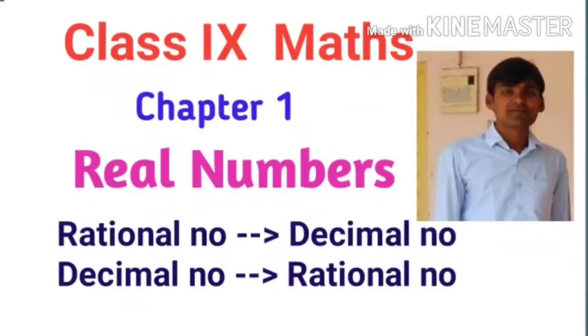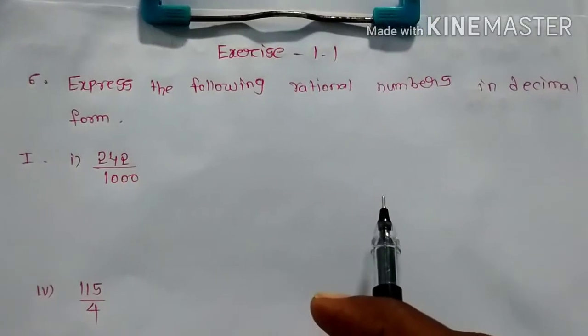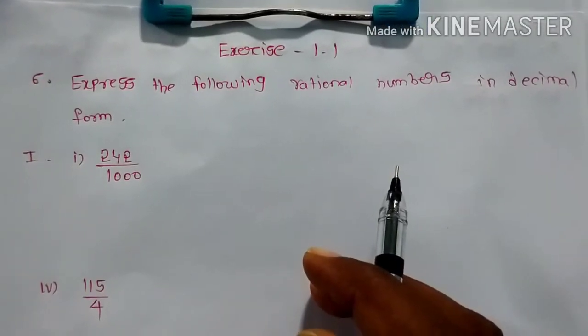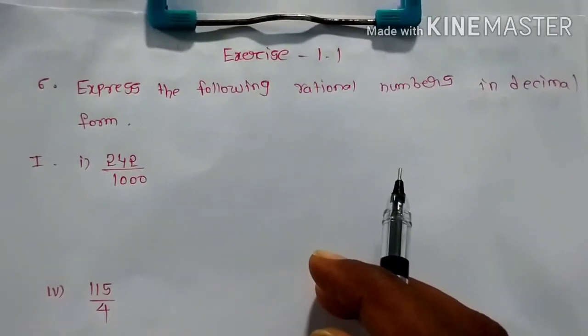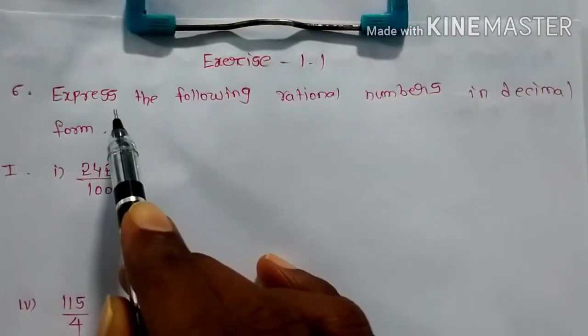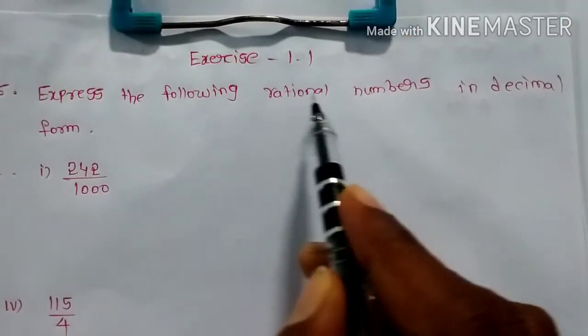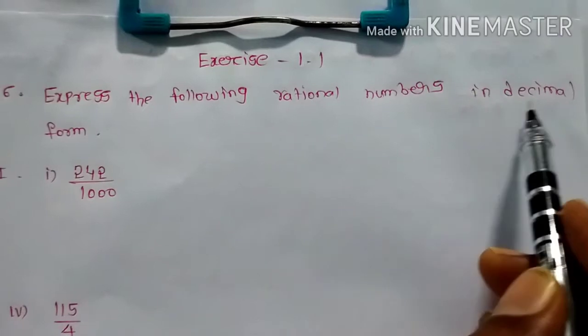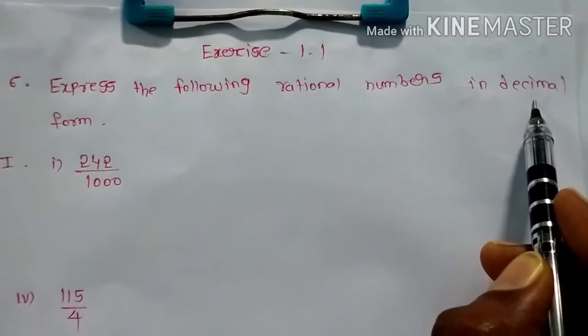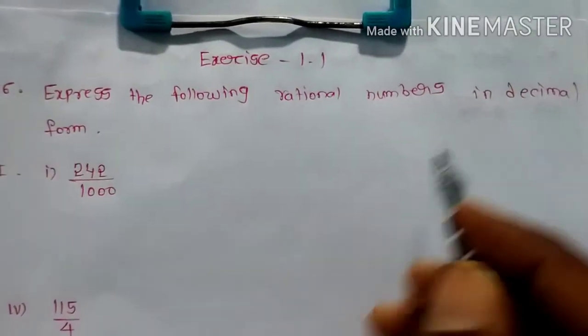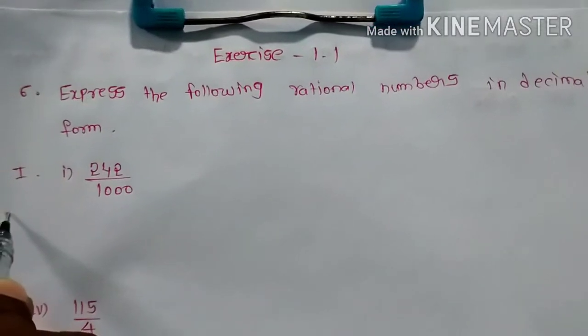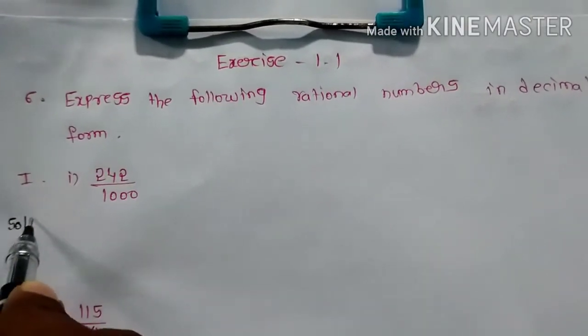In this video, I will explain conversion of rational number to decimal number and decimal number to rational number. Now you can see here Exercise 1.1, question number 6. Express the following rational numbers in decimal form. We have to express these numbers in decimal form. Now you can see the solution of the first question.